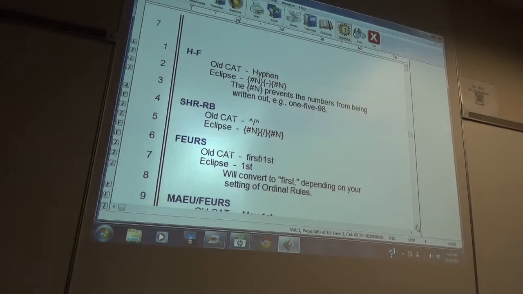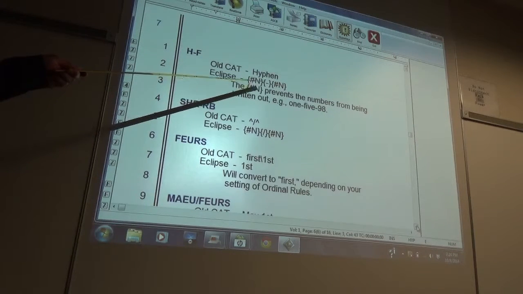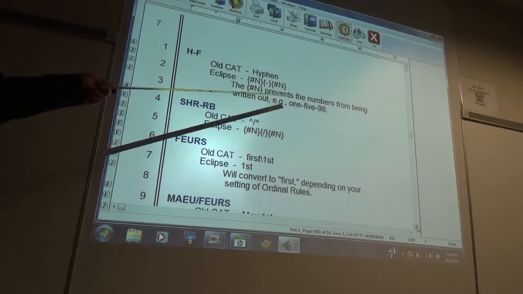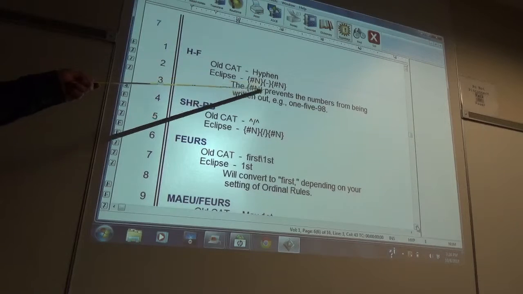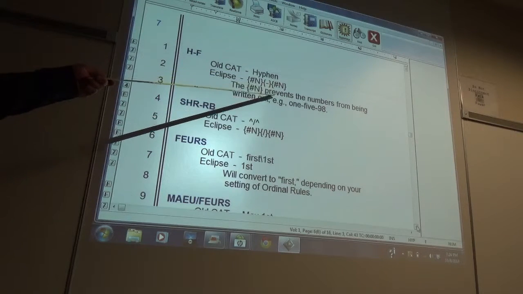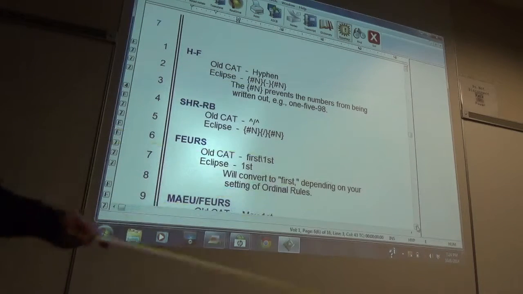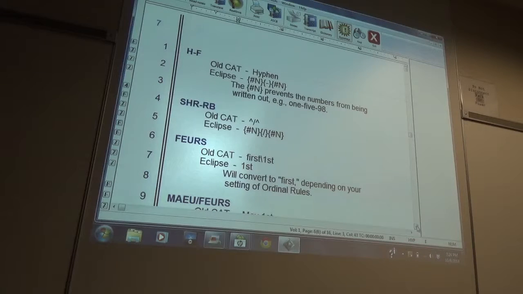Hyphen is the same way. The old way we had to do it that way. This way it's like this. So if it's 7-4, whatever, you do the 7, HF, 4. It already knows, whether you write it out or not, it's going to put it in the context that it needs to be. So be careful whether you're putting it in numeral form or whatever, and have your settings correct in your user settings. Does that make sense?